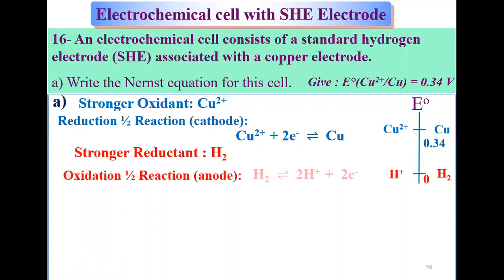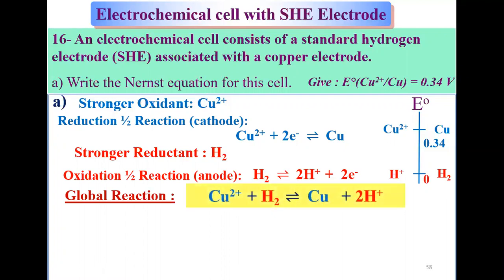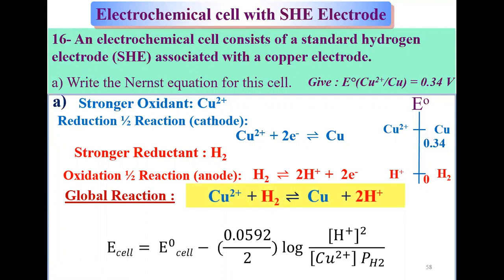because it has a lower standard reduction potential, E naught, and that's my oxidation half reaction. The net reaction, my global reaction, would be copper 2+ plus hydrogen gives me copper plus 2 H+. And so my Nernst equation for this cell will be E of the cell equals E naught of the cell minus 0.0592 divided by 2 log of H+ squared divided by copper 2+ times the pressure of hydrogen.